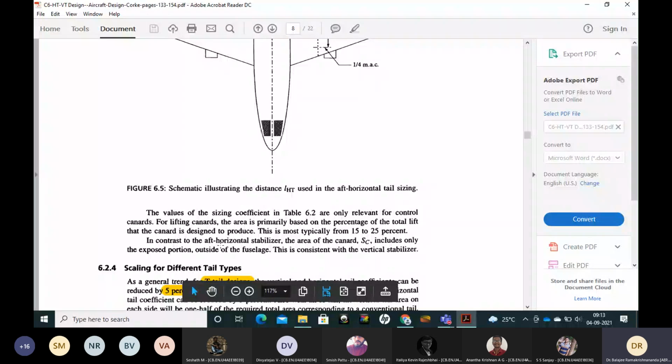So in contrast to the aft horizontal tail stabilizer, the canard area includes only the exposed portion outside of the fuselage, whereas for the horizontal stabilizer, you also include the portion which is inside the fuselage. Okay, so this canard is actually similar to vertical stabilizer in that respect. You consider only the area which is outside the fuselage. Only for horizontal tail, you have to consider the area which goes through the fuselage also. That is also included.